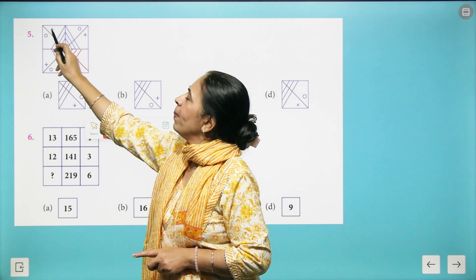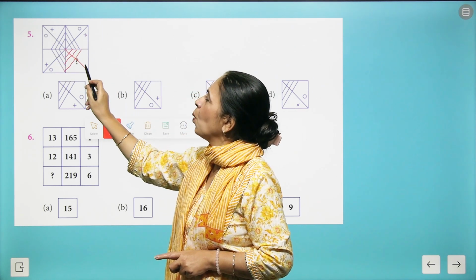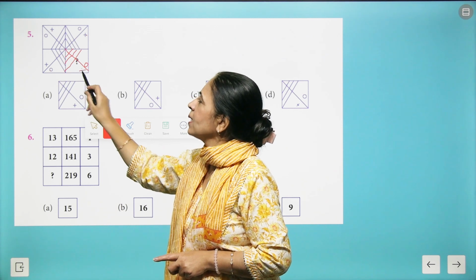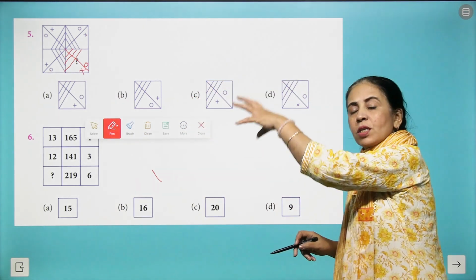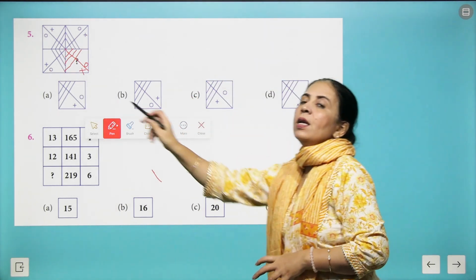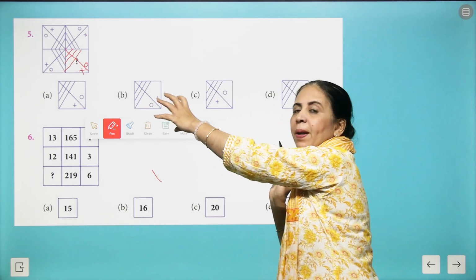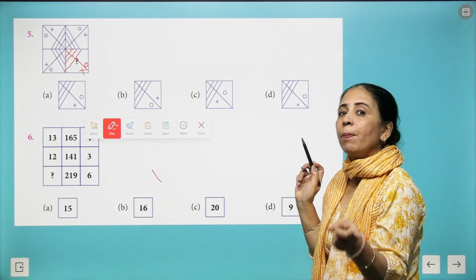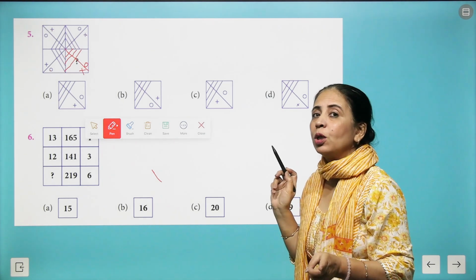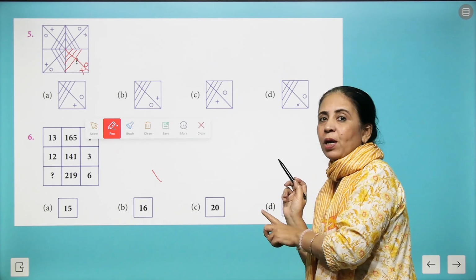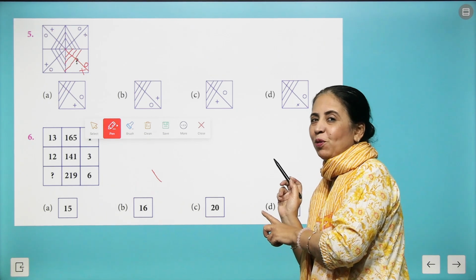Now we have plus, circle, plus. So what will come here? Circle will come here, and a sign of plus will come here. So this is how you have completed the figure. Now check which of these options take that place, and you will be at a better platform to solve the question with better understanding, and it will make you an accurate solver of the problems.